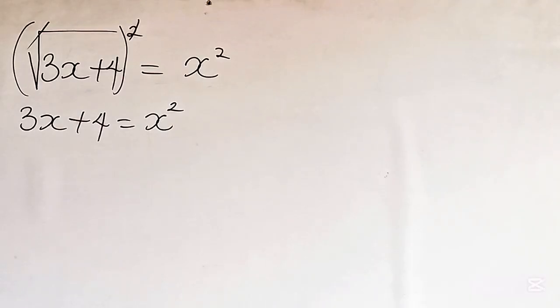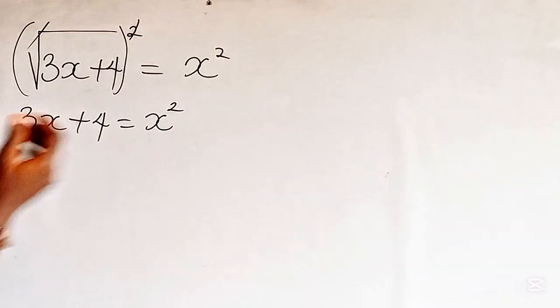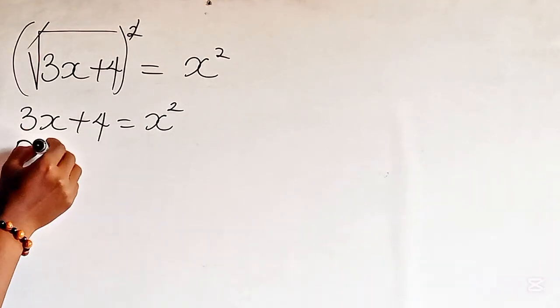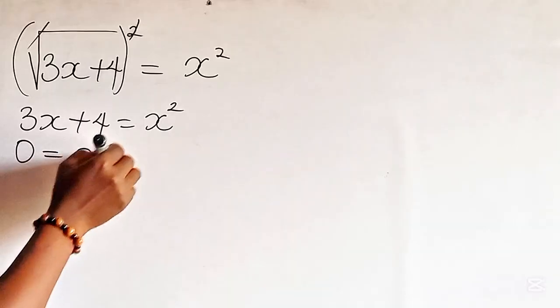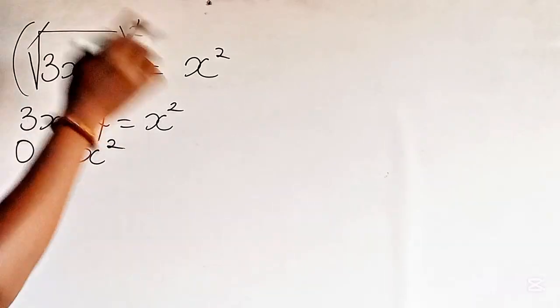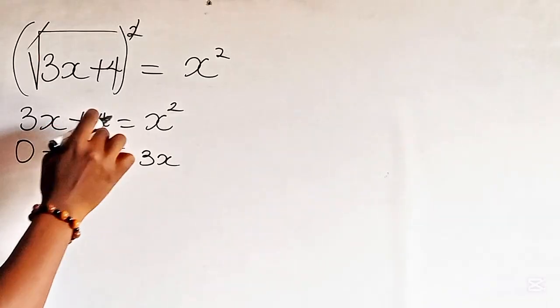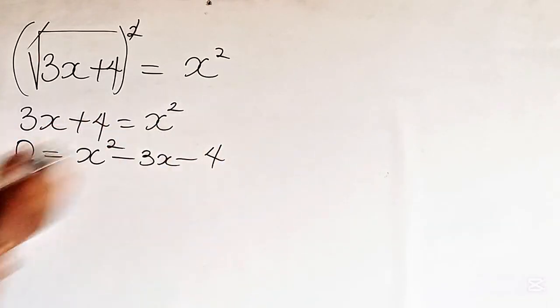Now if you notice, this is taking the form of a quadratic equation. Why? Because the highest power of the variable here is 2. So what I'm going to do now is to equate everything to 0. So this is going to give us 0 is equal to x squared. The 3x moving over becomes minus 3x, then plus 4 moving over becomes minus 4.